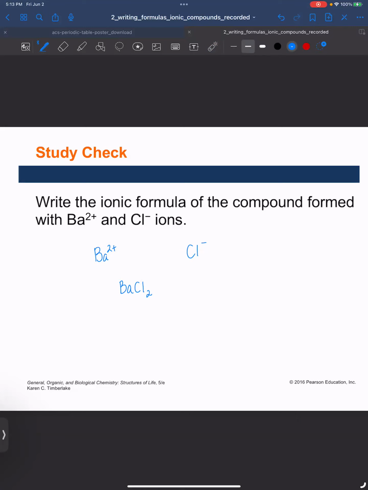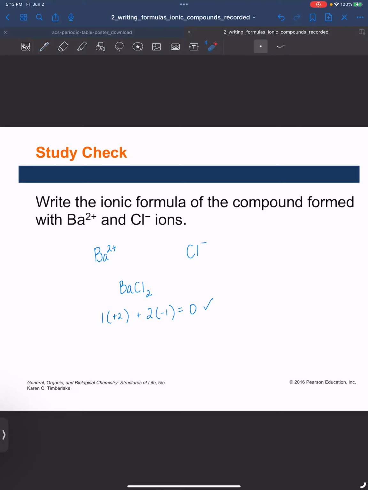And you can always check your work. If you're still uneasy about the crisscross rule, that's fine. Do the algebra. There's 1 barium. Each barium has the +2 charge. So I always put the charge within the parentheses in my algebra equation. There are 2 chlorines, and each chlorine is a -1 charge. And when I add that up, it is 0. So this is a correct formula.